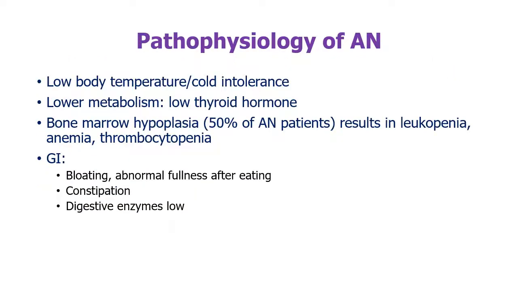Now, furthermore, like we said, we're going to have a hypothermic state. So you're going to have a low body temperature. This is due to that low metabolic process that's going on in these conditions. So you're going to have a low thyroid hormone, as well as some signs of GI dysfunction like constipation, which makes sense because if you have less fluid in the body, you're going to have less ability to have more normal bowel movements. Additionally, you're going to have that bone marrow hypoplasia, which will lead to leukopenia, anemia, as well as thrombocytopenia.